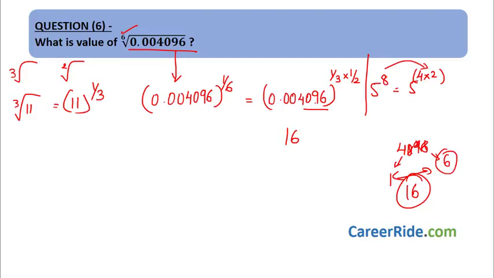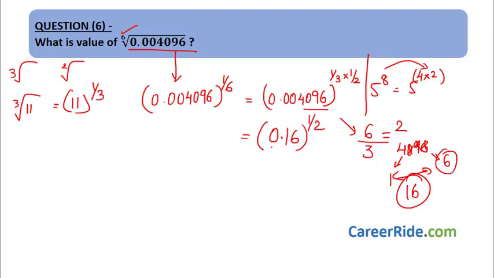But we have decimal points. Now how many decimal places are there? There are in total 6 decimal places, and since we are taking out the cube root, we have to divide by 3. 6 divided by 3 is 2, so we have to consider 2 decimal places. This is the first, and this is the second. So 0.16 is nothing but the cube root of 0.004096, and now we have to find its square root.